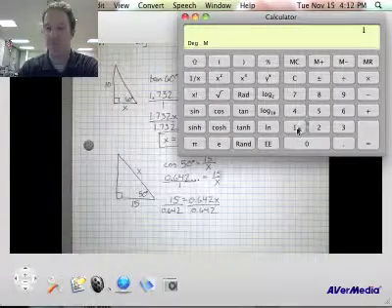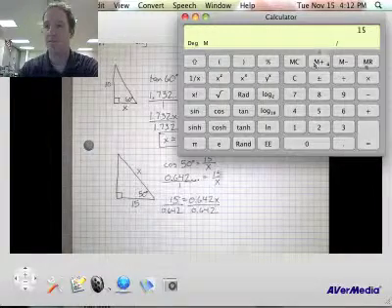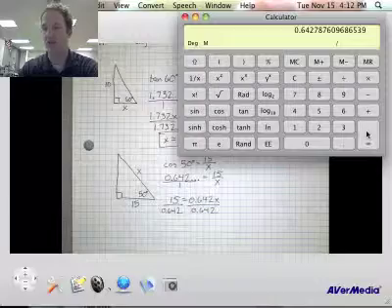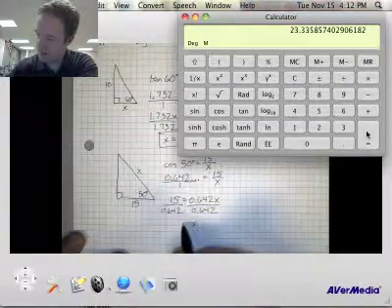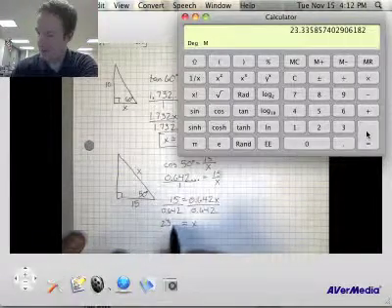Let's say we want to do 15 divided by 0.642 and all those decimals. We hit equals, and we get that x is about 23.3.